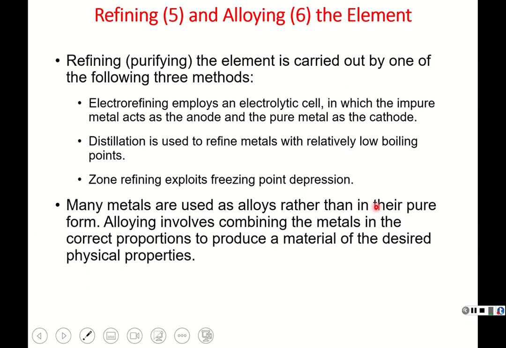Okay. So the next step is refining and alloying the element. Refining is another fancy way to say purifying it. That's carried out by one of three methods: either electrorefining, which employs an electrolytic cell in which an impure metal acts as the anode and the pure metal as the cathode. So the impure metal is at the anode, and the pure metal is at the cathode.